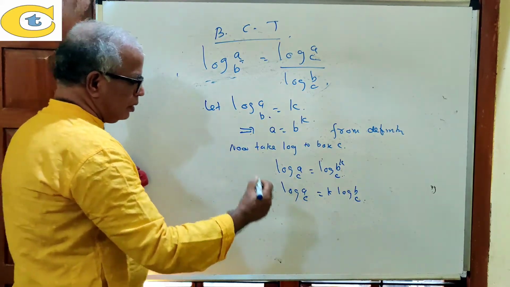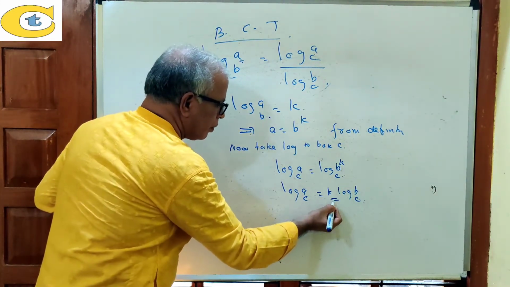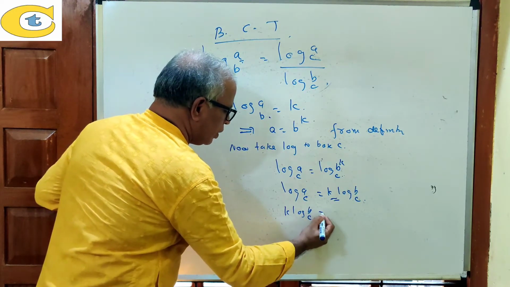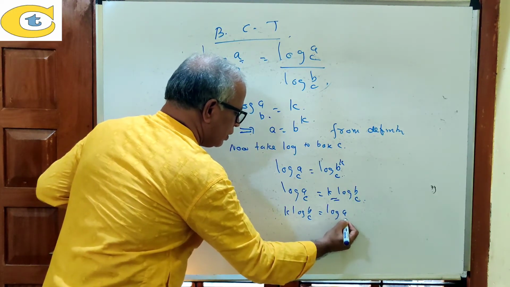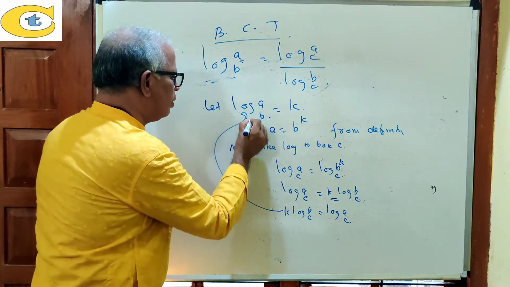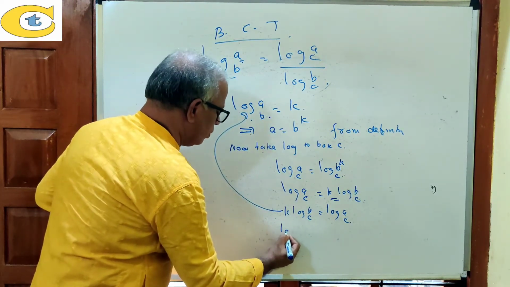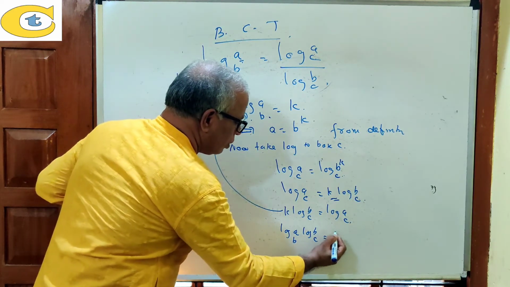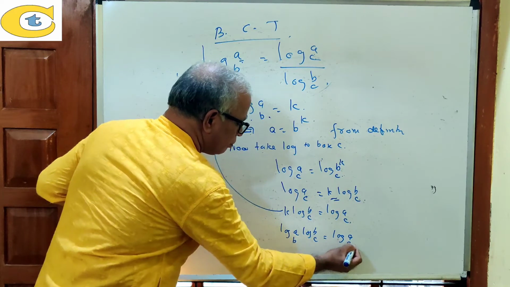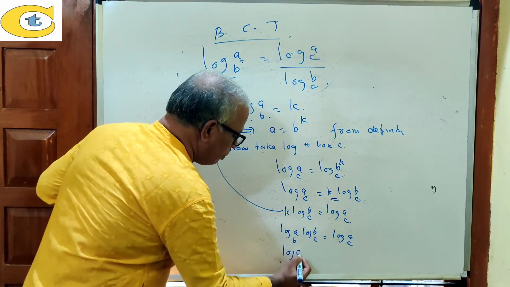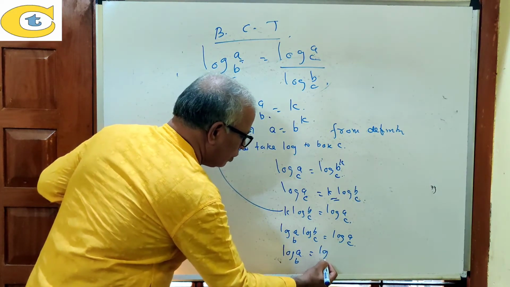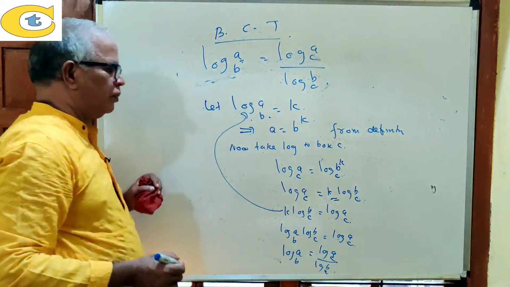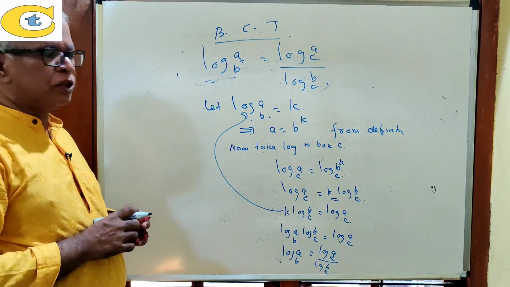Now what is this k? K into logarithm of b to the base c is equal to logarithm of a to the base c. What is k? K is this one: logarithm of a to the base b. Logarithm of a to the base b into logarithm of b to the base c is equal to logarithm of a to the base c. So logarithm of a to the base b is equal to logarithm of a to the base c divided by logarithm of b to the base c. I hope you got it. Should I explain once more?